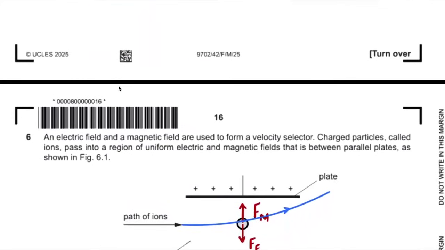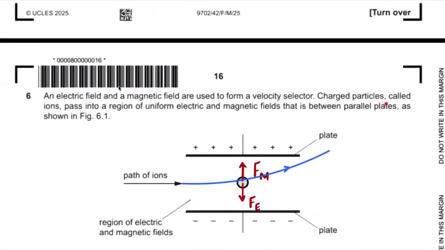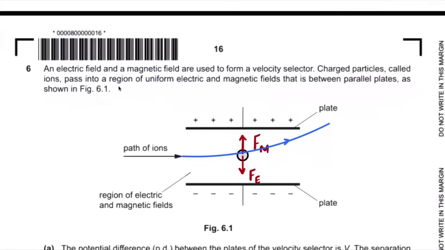6. An electric field and a magnetic field are used to form a velocity selector. Charged particles called ions pass into a region of uniform electric and magnetic fields that is between parallel plates as shown in 6.1. Right, so let me first remove this. So you have your positive plate, you have your negative plate, you know, electric field lines are like this.